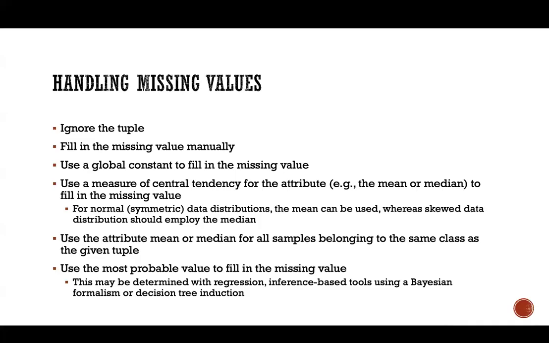Next comes using a measure of central tendency for the attribute, like the mean of that variable will replace every missing value, or the median of that attribute or variable will replace every missing value. Here we have to be aware that if it's a normal data distribution, if it's a symmetric data distribution, then mean becomes a good measure. But if it's a skewed data distribution, we should employ the median, because mean can be quite biased here. So that's another way of doing it, a relatively better way than the first 3 that I just mentioned.